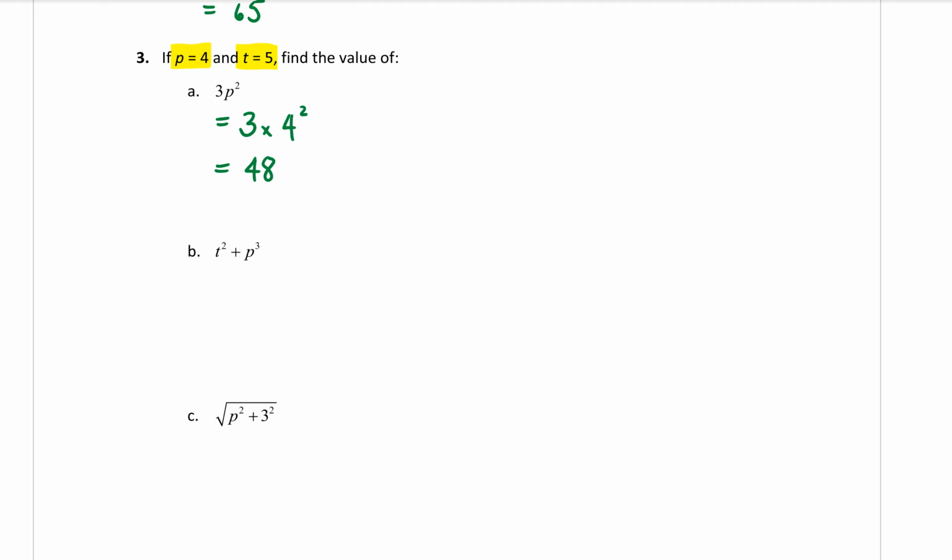Okay, next one. T squared plus P cubed. So let's do our substitution. T is equal to 5. So we put 5 first, and that is squared. So that's T squared is 5 squared. Then we have a plus sign. P, which is 4, cubed. All right, we have buttons to help us do cubes as well.